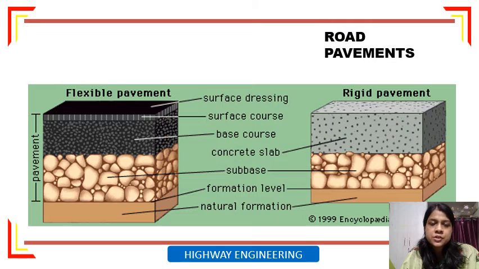Here is the picture of the cross section of both types of pavement. In flexible pavement, we can see that the bituminous material has been used as the top layer, and in rigid pavement, the top layer or the surface course is made up of cement concrete. We can clearly see the difference between these two types of pavement, the flexible and the rigid.